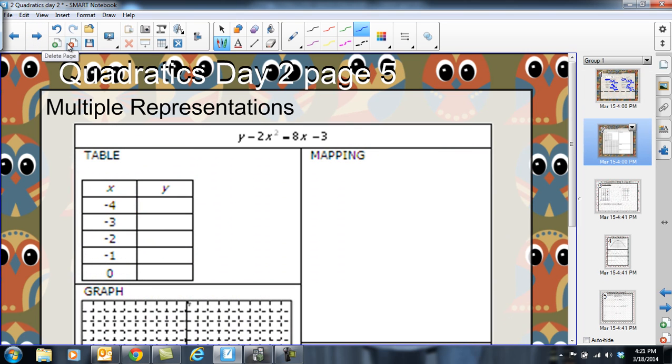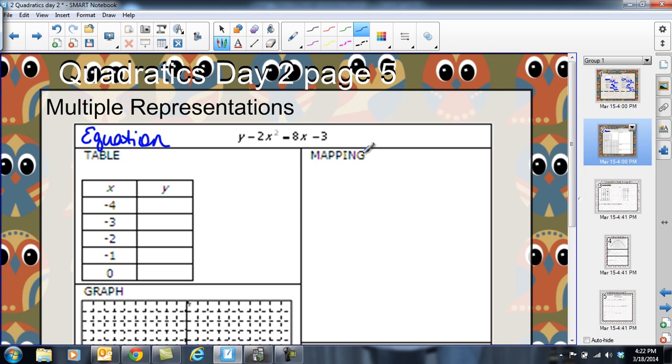Down here on page 5, now we're going to talk about multiple representations, which you have seen before. We've dealt with these before with linear functions. Now we're going to do it with a quadratic function. And so multiple representations, the first one is always the equation or the function, and then give you the equation here. It's y equals 2x squared minus 8x minus 3. I take that back. That says y minus 2x squared equals 8x minus 3.